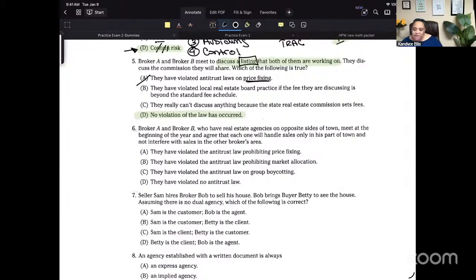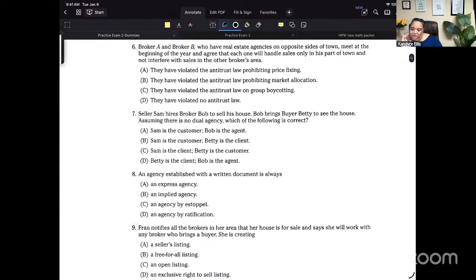They have violated the local real estate board practice if the fee they are discussing is beyond the standard fee schedule. We know there is no standard fee schedule. That would be an antitrust violation. And then, of course, our real estate commissions do not set the fees, making our only answer D. All right. Similar, we got number 7 here.